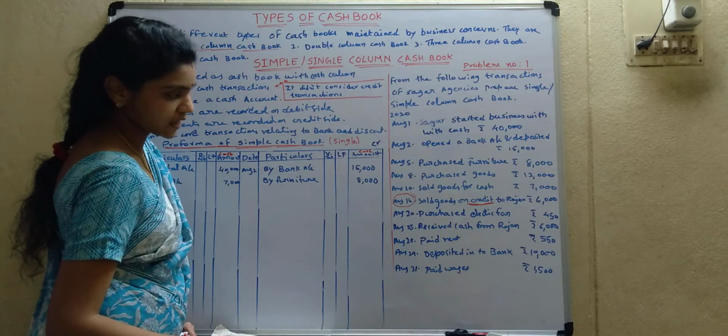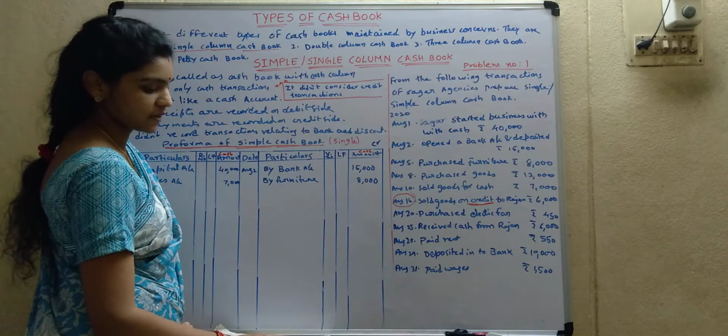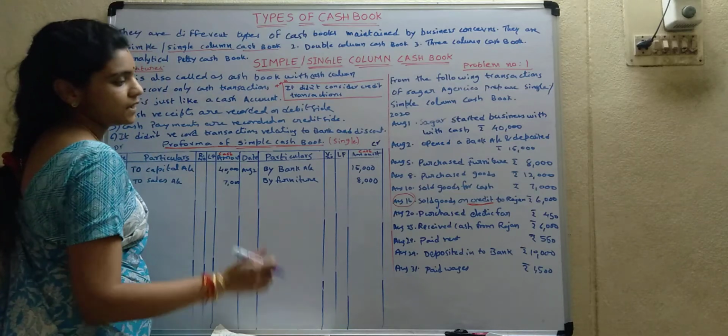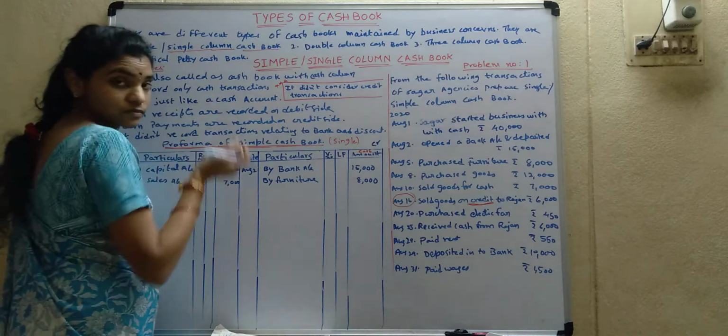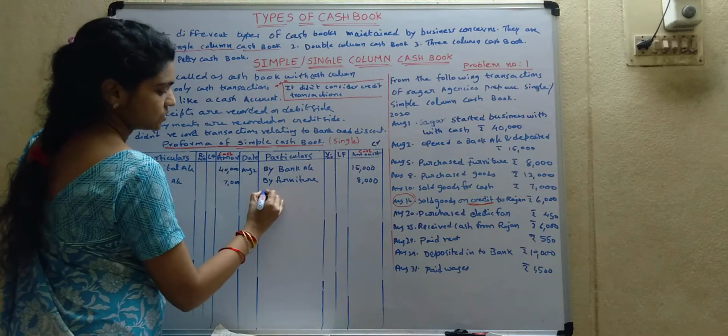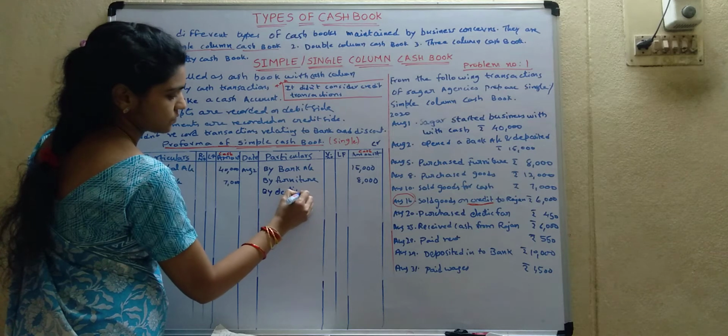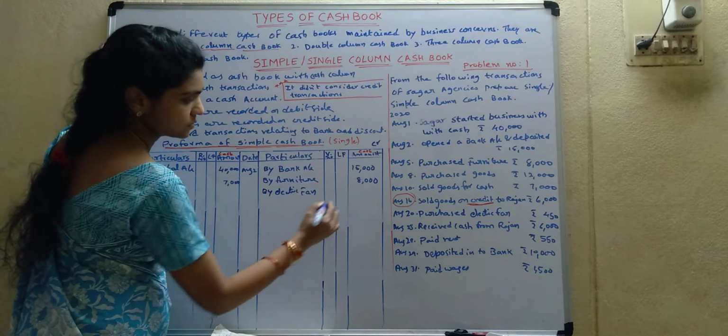And coming to the next, August 20, purchased electric fan. What is the entry for purchases? Electric fan account debit to cash account. So by electric fans. What's the amount? 450.